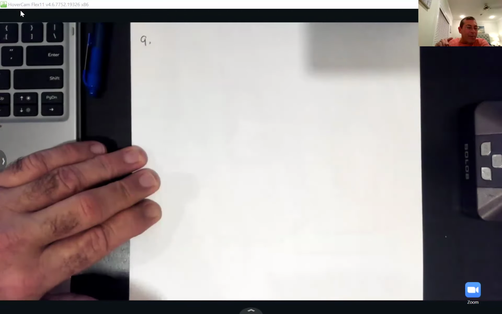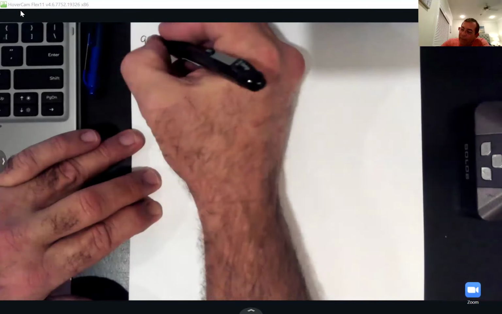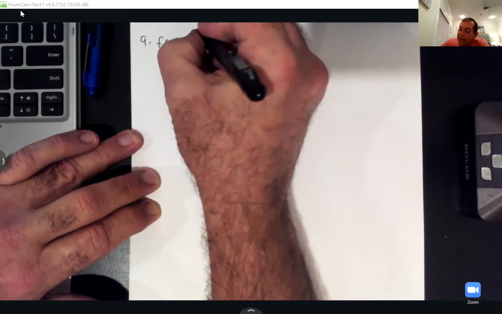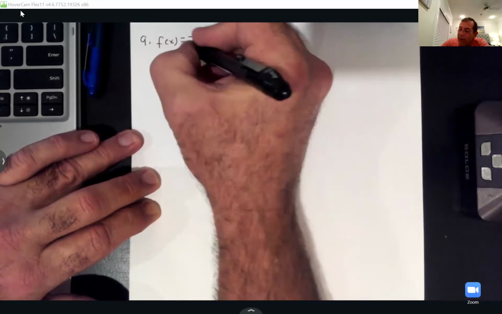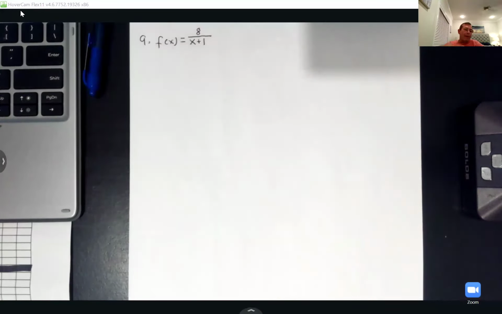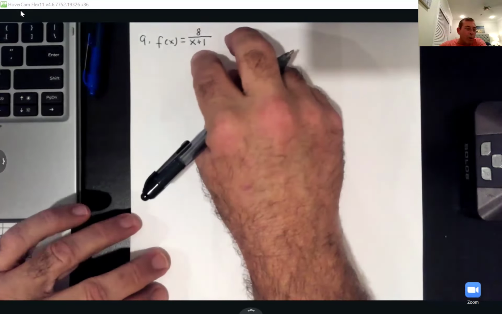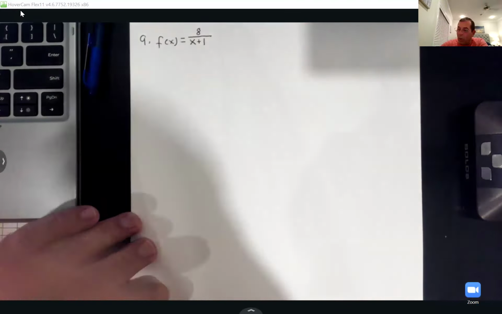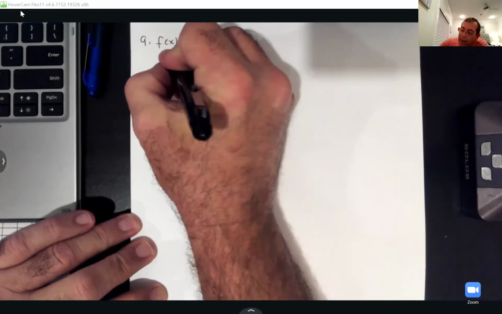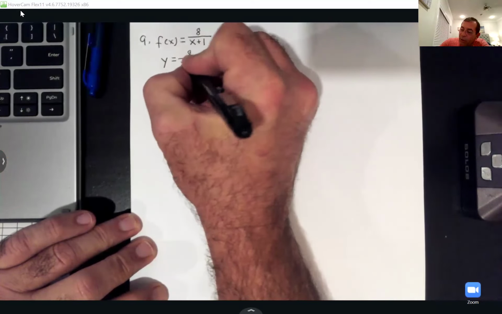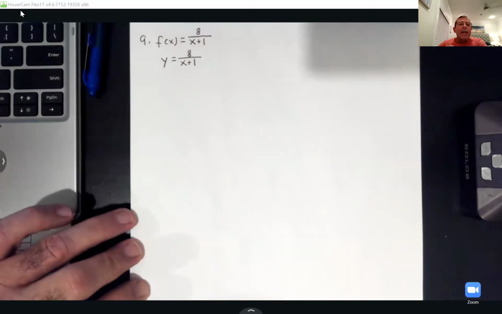All right, so what do we see? Number 9, y'all. Now this one is a little trickier. I got f of x equals 8 over x plus 1. So part A, yes, this is 1-to-1, so we will find the inverse. So change the f of x to a y. We'll have y equals 8 over x plus 1. So y'all, what's our next step?